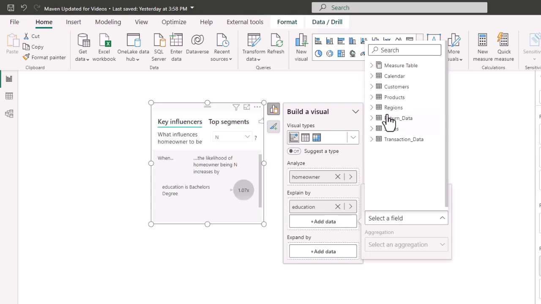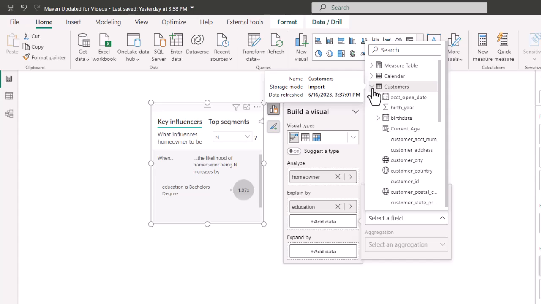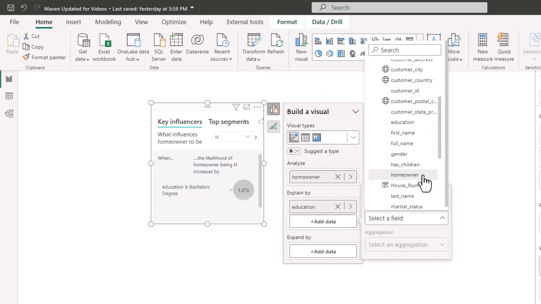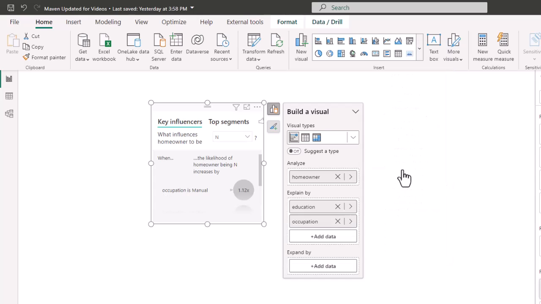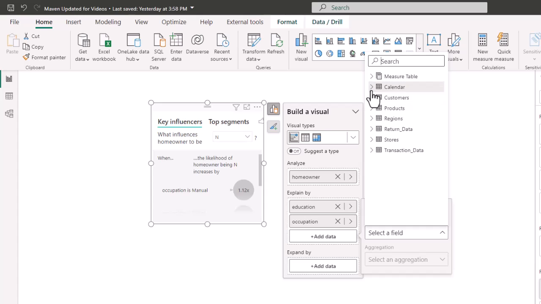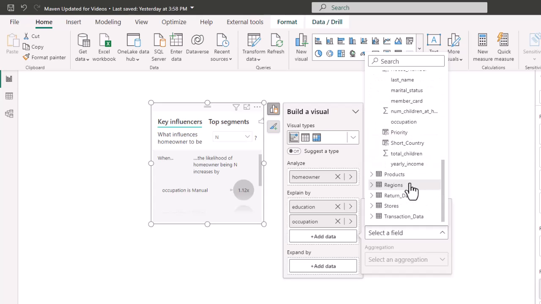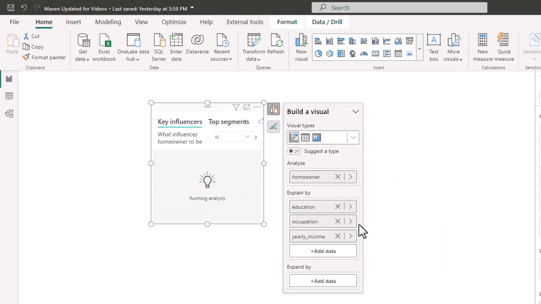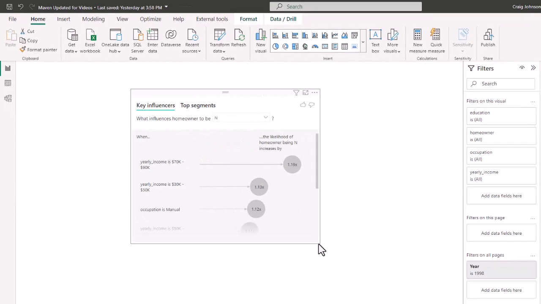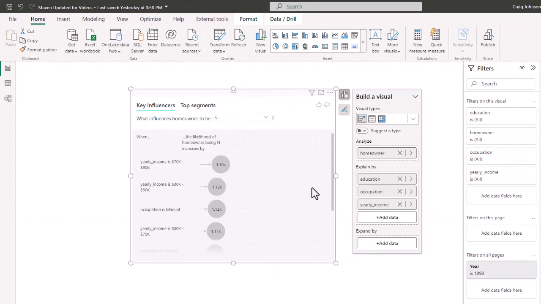So the first thing we're going to bring in is the education level. Then we're going to bring in the occupation and see if that makes a difference for home ownership. And then the third thing is we're going to bring in how much they make on a yearly income. So those are the three things, and you see the analysis. We're going to make this bigger. And what this is attempting to do is you have a yes/no question. So what influences a homeowner to be not a homeowner, and what influences a homeowner to be a homeowner?